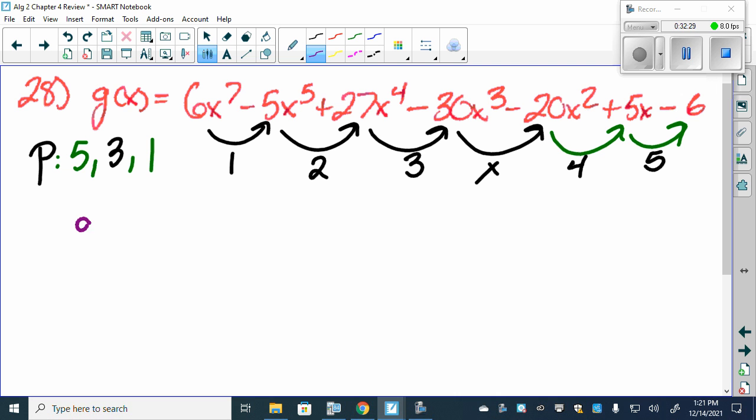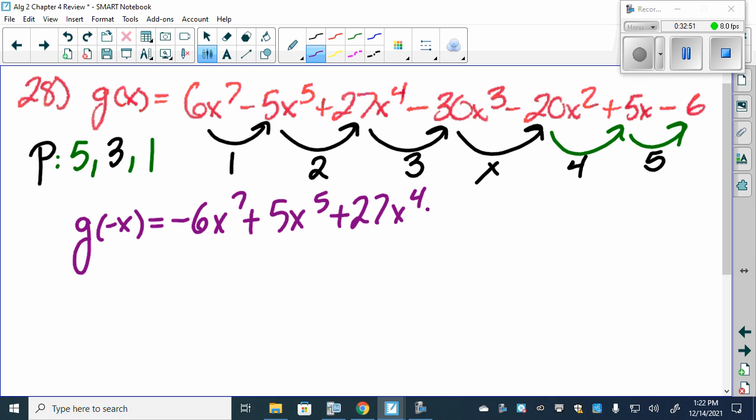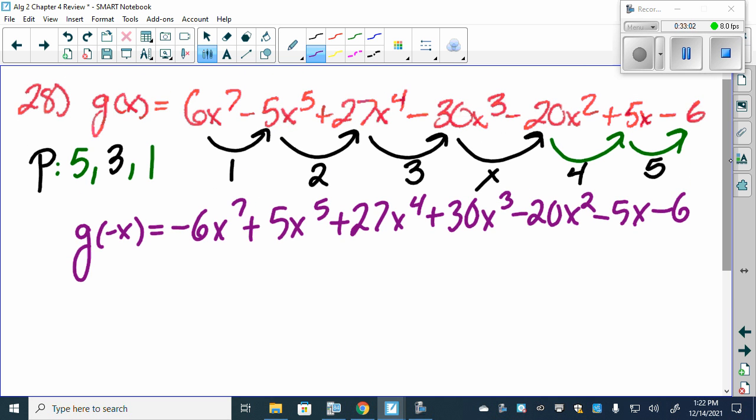Now for the negative equation, when we plug in negative x, any exponent that's an odd number, the sign's going to change from positive to negative, or negative to positive. In any power that's even, the sign's going to stay the same. So if we applied that here, we would get negative 6x to the 7th, plus 5x to the 5th, plus 27x to the 4th, plus 30x cubed, minus 20x squared, minus 5x, minus 6. And I know I jumped through there, but pretty much if the exponent was odd, we switched the sign. If it's even, the sign stayed the same.